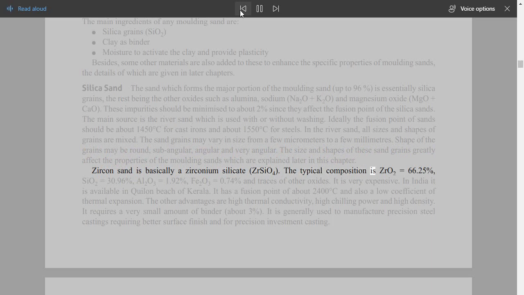The typical composition is ZrO2 equals 66.25%, SiO2 equals 30.96%, Al2O3 equals 1.92%, Fe2O3 equals 0.74%, and traces of other oxides. It is very expensive. In India it is available in Quilon Beach of Kerala. It has a fusion point of about 2400 degrees Celsius, and also a low coefficient of thermal expansion.